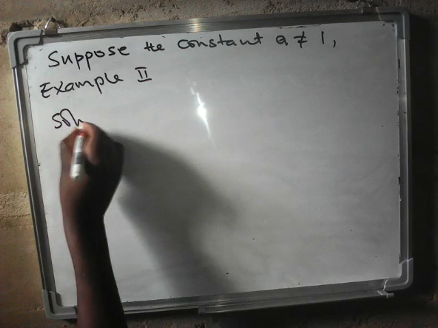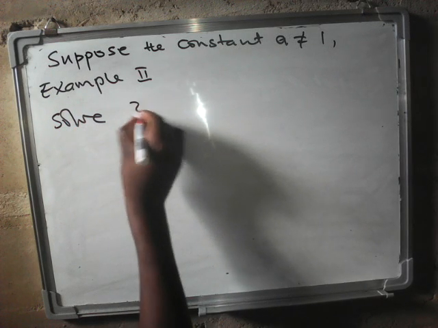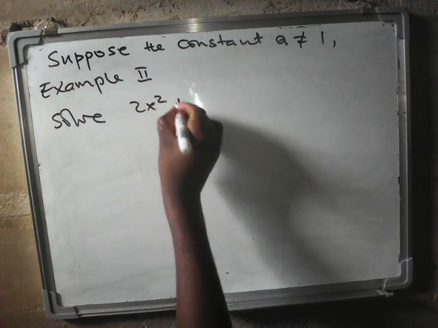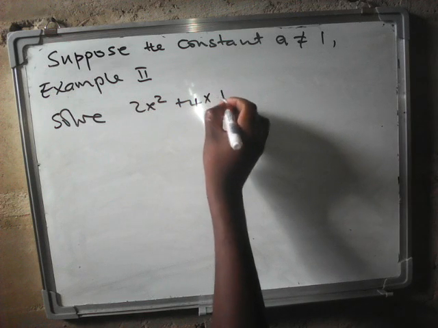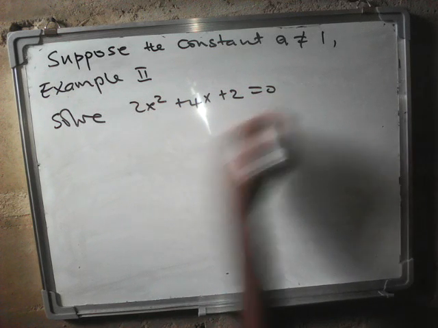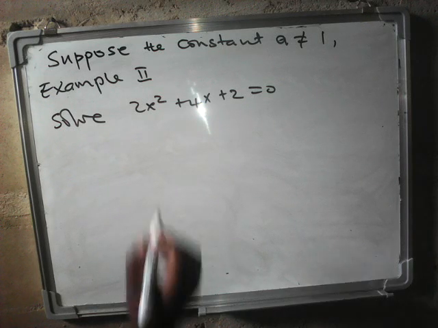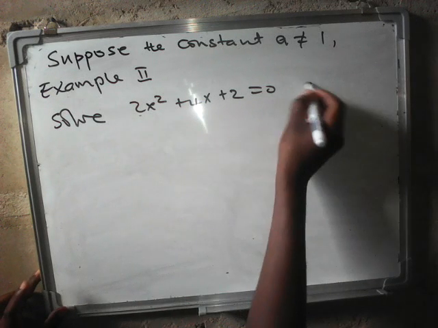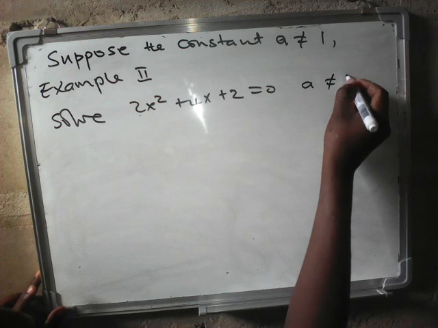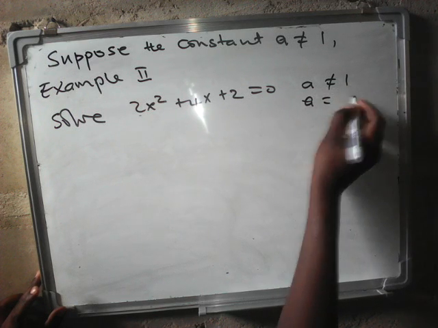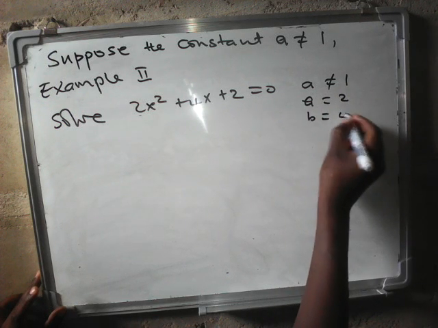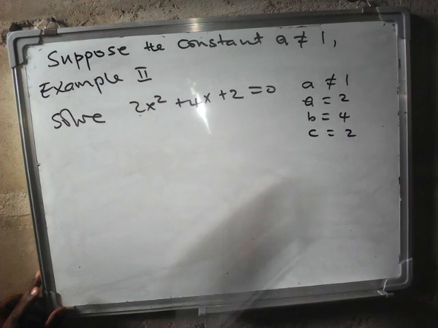Solve 2x squared plus 4x plus 2 is equal to 0. But now, you realize that here the constant a is not equal to 1, but a is equal to 2, and b is 4, and c is 2.